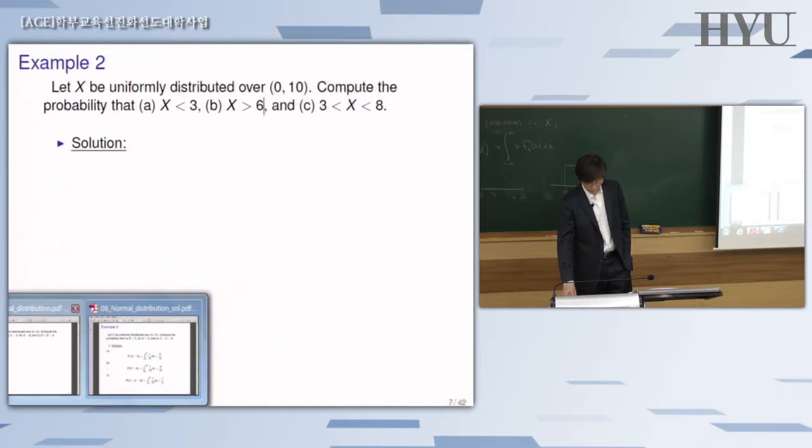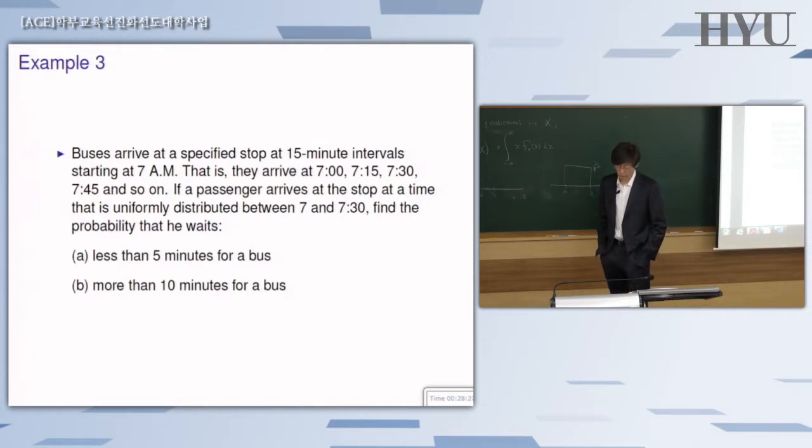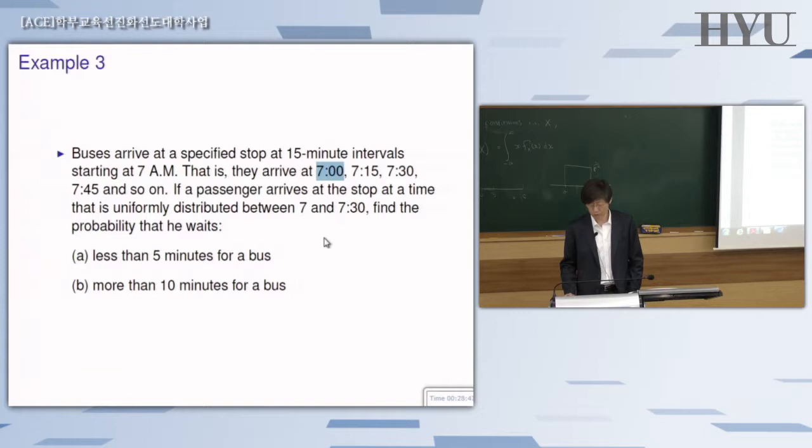Next example. Oh, this one's interesting. So we have a bus. You're supposed to take the bus every morning, and the bus comes to a specific stop at 15-minute intervals. The first bus comes, then you wait another 15 minutes, and the second bus comes, and so forth, starting from 7 in the morning. So buses are supposed to arrive at this stop at 7 first. Then if you miss the first bus, the second one comes 15 minutes later, at 7:15, and then the third one comes at 7:30, and 7:45, and so forth.